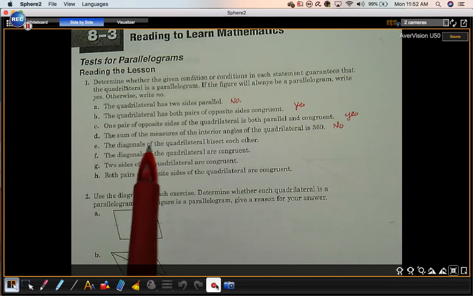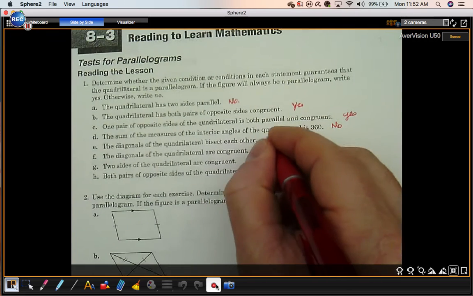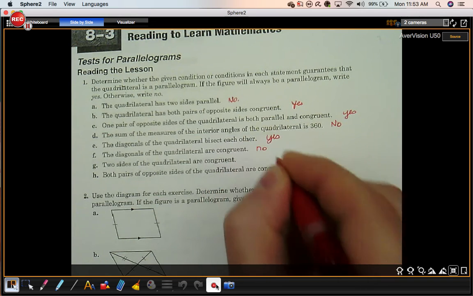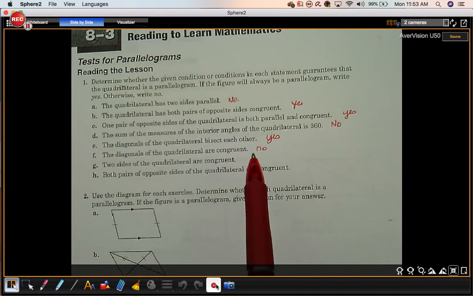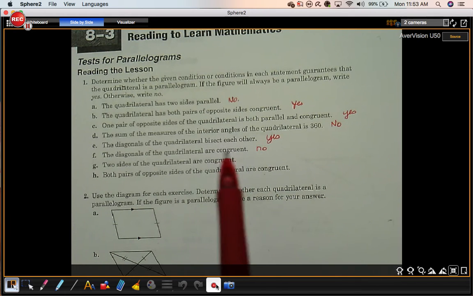Part E, the diagonals of the quadrilateral bisect each other. That will make it a parallelogram. F, the diagonals of a quadrilateral are congruent. That doesn't make it a parallelogram. Some parallelograms are going to have congruent diagonals, but this isn't a way to show that a shape is a parallelogram.